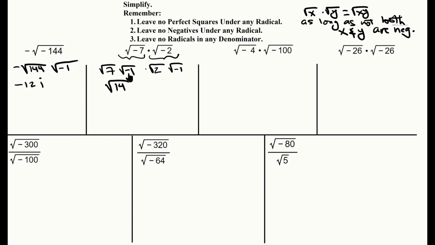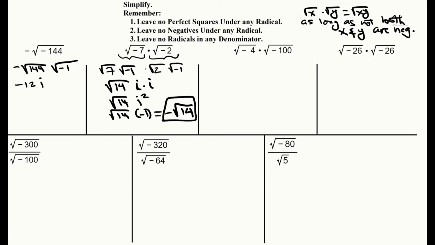Now we know this square root of -1 times this square root of -1 is just going to be i times i. So that's the square root of 14 times i squared. Now if you remember, i squared is -1, so we get the square root of 14 times -1, or just negative square root of 14. So you have to be very careful when dealing with situations where both radicands are negative. You have to handle it in this careful manner.